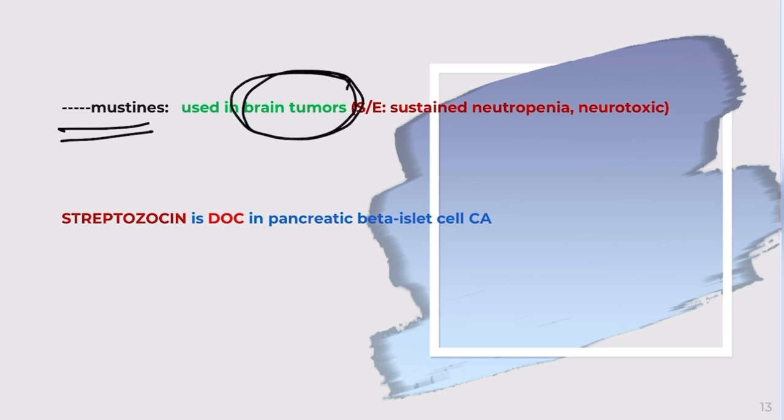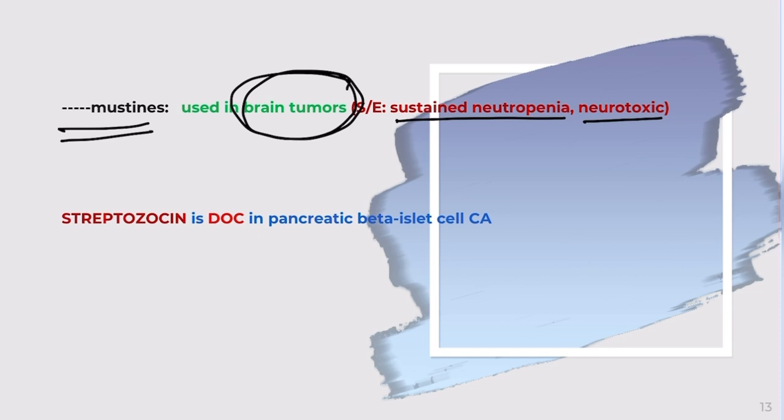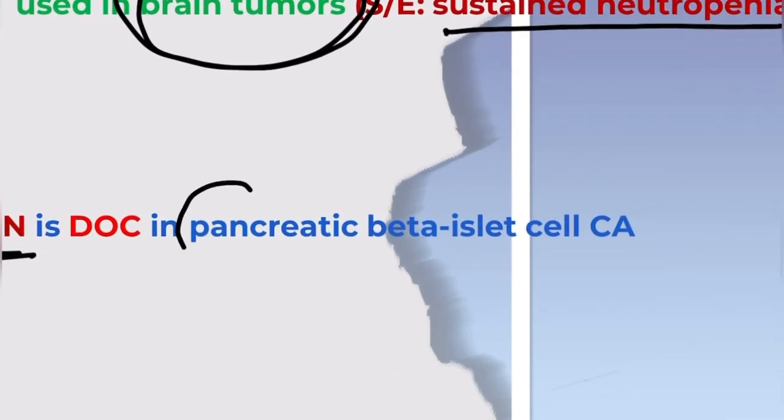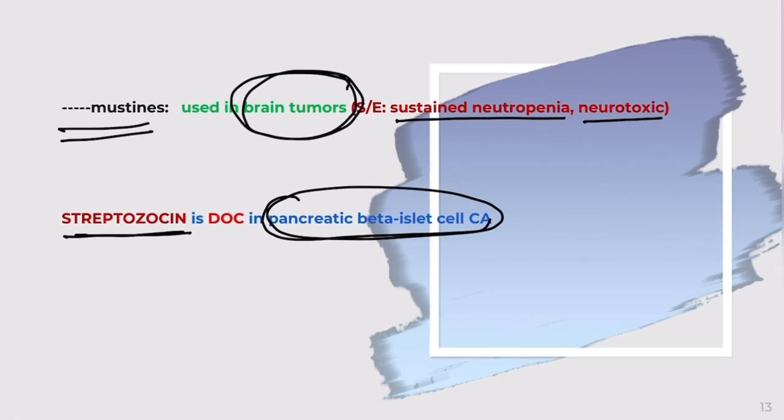These drugs are used in brain tumors, and their side effects are sustained neutropenia. This is one side effect, and another is neurotoxicity. And another drug is streptozocin, which is the drug of choice in pancreatic beta islet cell carcinoma. These only two lines. Okay. If you think this is tough, forget about this, but try to remember streptozocin is drug of choice in this carcinoma.